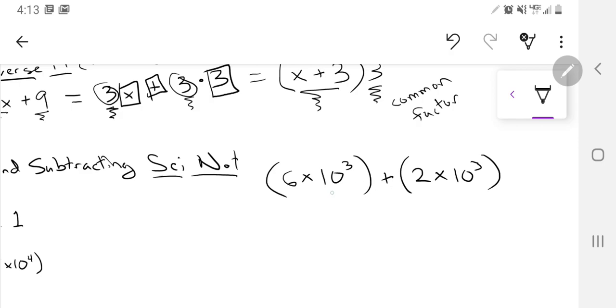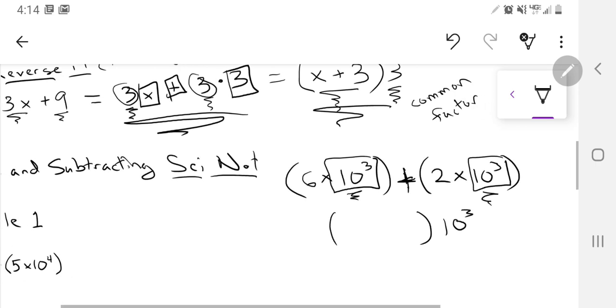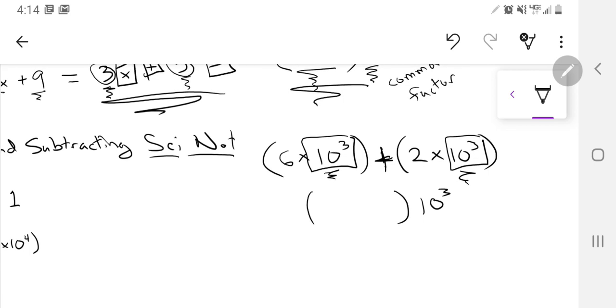All right, now what we see here is that these two things that are being added have a common factor. So what we can do is we can pull that factor out, the 10 to the third, just like we did up here. We pulled that common factor of 3 out. We can pull that common factor of 10 to the third out. And what does that leave behind? That leaves behind the 6 plus the 2.